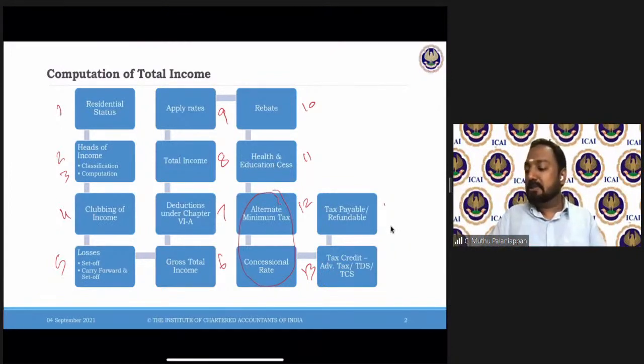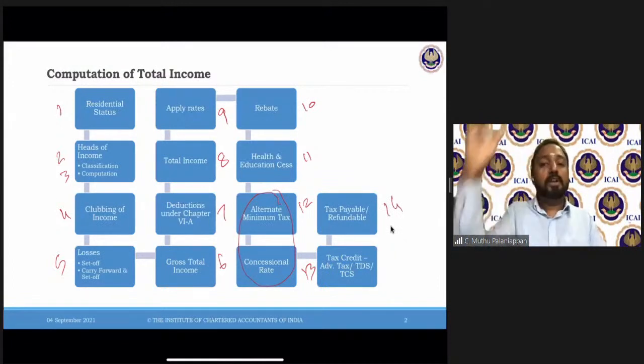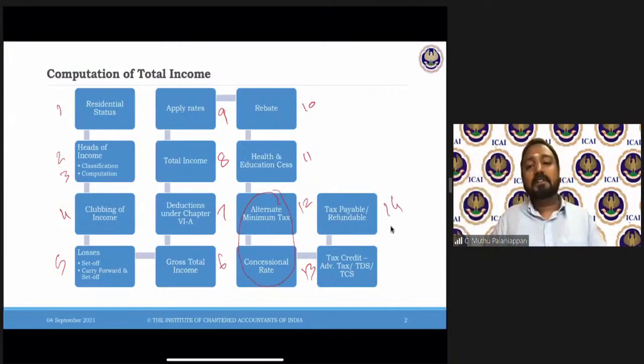And the next step, the 14th step, is tax payable and refundable. So after doing all this, what is the main objective? You identify how much you should owe the government. How much should the assessee pay the government? How much does he owe, or is there something that the government has to refund to the assessee? That's what we are going to determine. So based on all this, you finally get your tax payable or refundable, which is your 14th step.